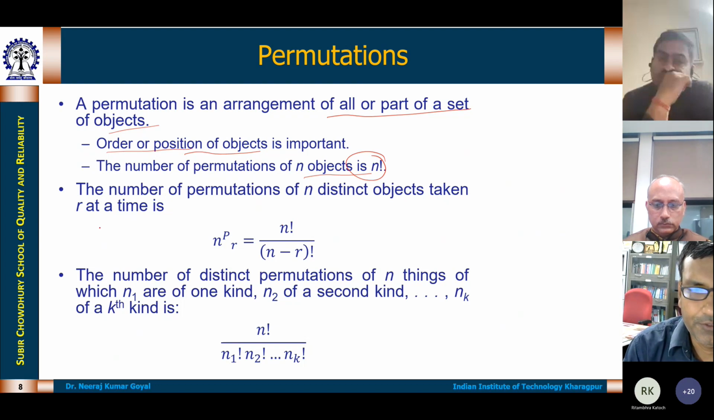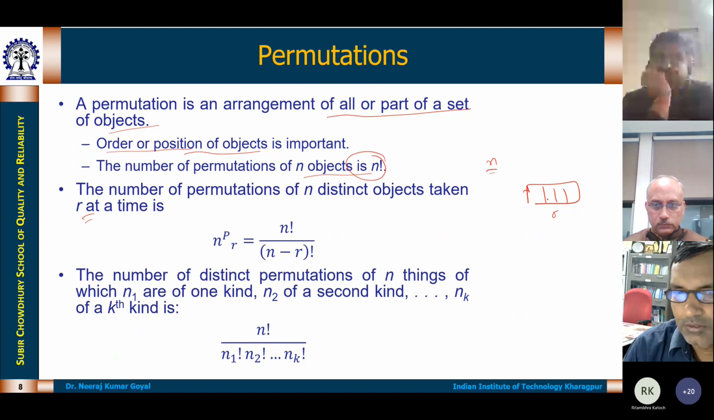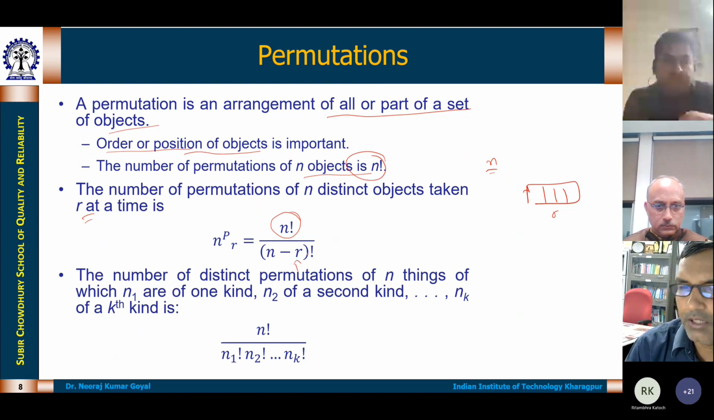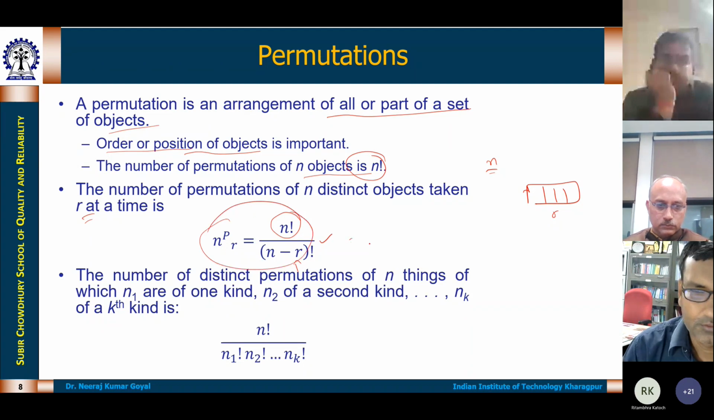But if we want to order only r out of n, that means out of n we take r places, so what will happen here? The total possible cases were factorial n. Out of that, it is reduced by factorial n minus r. So factorial n divided by factorial n minus r will give nPr.